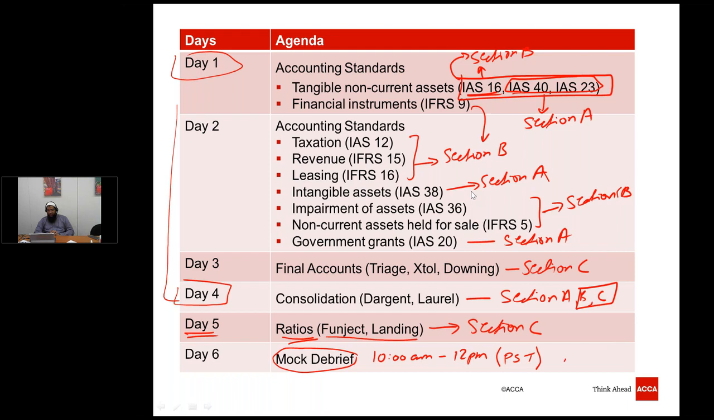Yes, tomorrow's mock will be at 10 a.m. Pakistan Standard Time, PST. Yes, starting from the same time as today, but will be ending 1 hour before today's time.